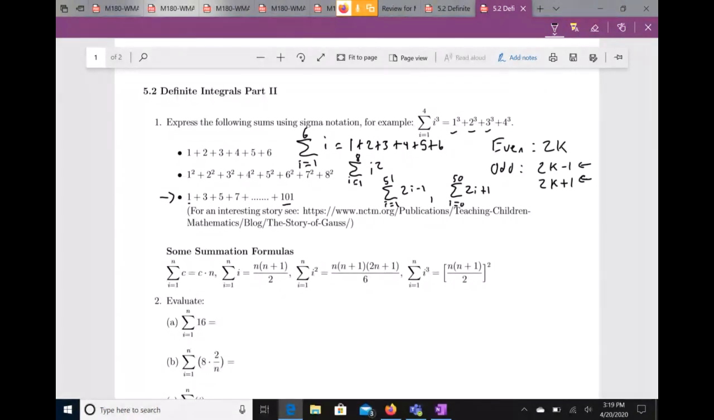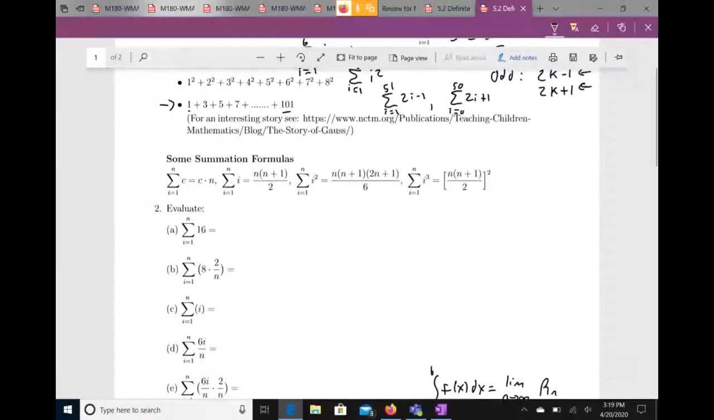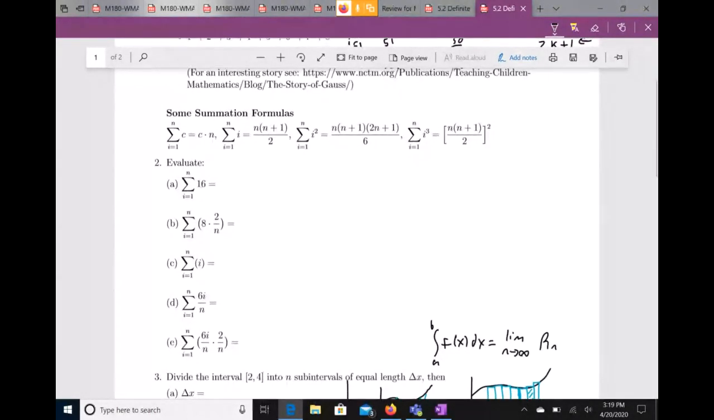Okay. So that's taking a big sum and writing it in sigma notation. Now let's see how to actually evaluate some expressions from sigma notation. All right, so we're given the following summation formulas. The idea behind this one is that anything that doesn't depend on i, that's a factor, can be pulled out of the sum.